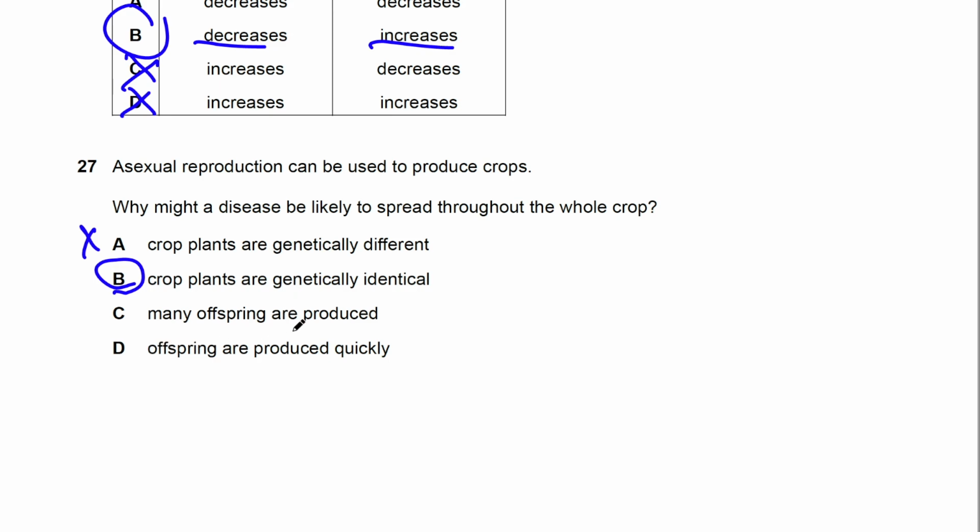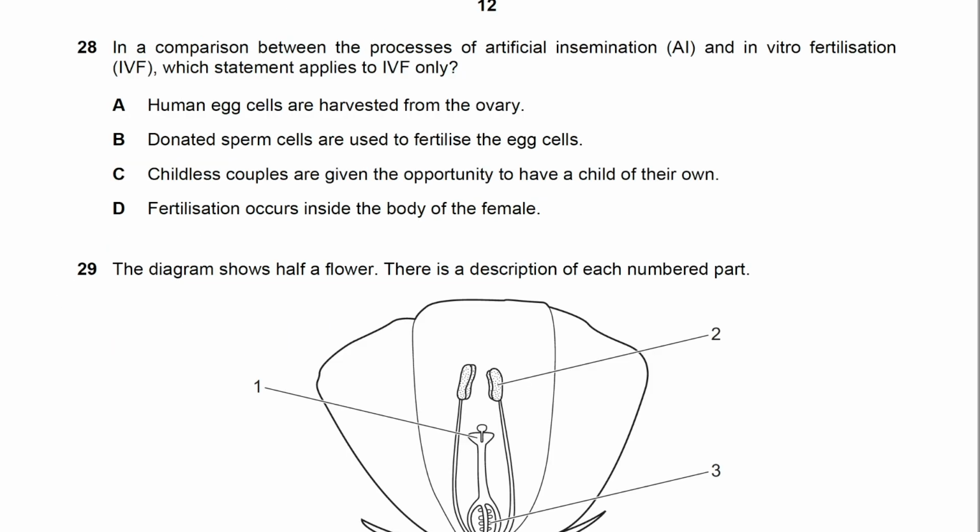But the rest, many offspring are produced. It's not related. Offspring are produced quickly. Also, it's not related to our point. So the right answer here is B. Let's do now question number 28. In a comparison between the processes of artificial insemination and in vitro fertilization, which statement applies to in vitro fertilization? I mean IVF only. Okay, IVF, just to summarize it.